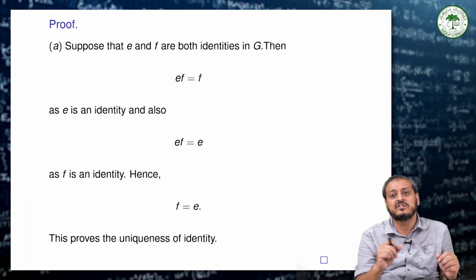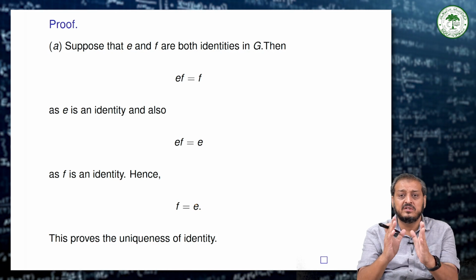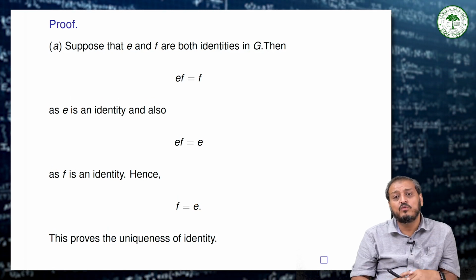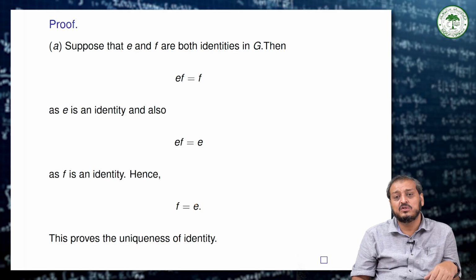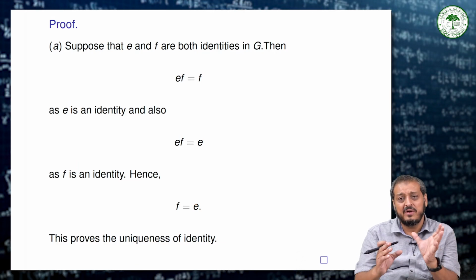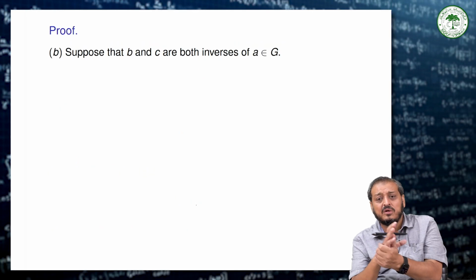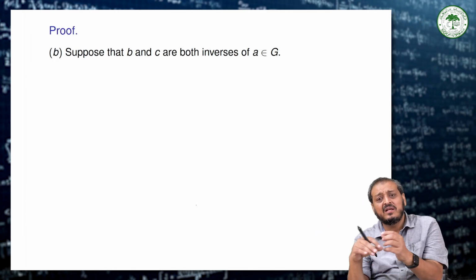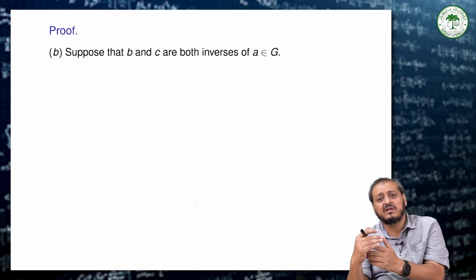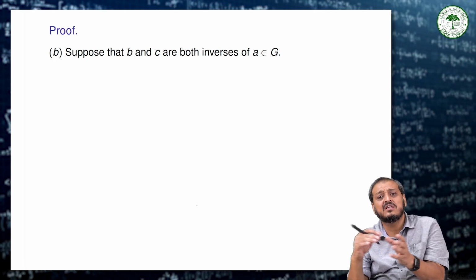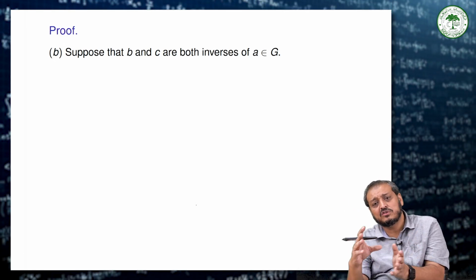We cannot find two identity elements in this group. Now let us try to prove that the inverse of each element is unique. Suppose element A belongs to the set G, and A has two different inverses. B and C are both inverses of A.